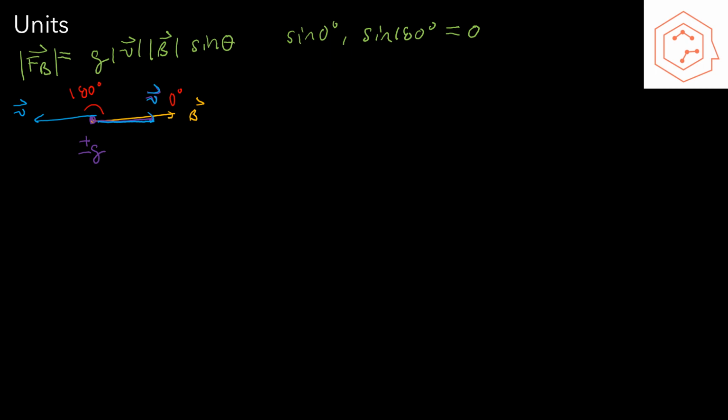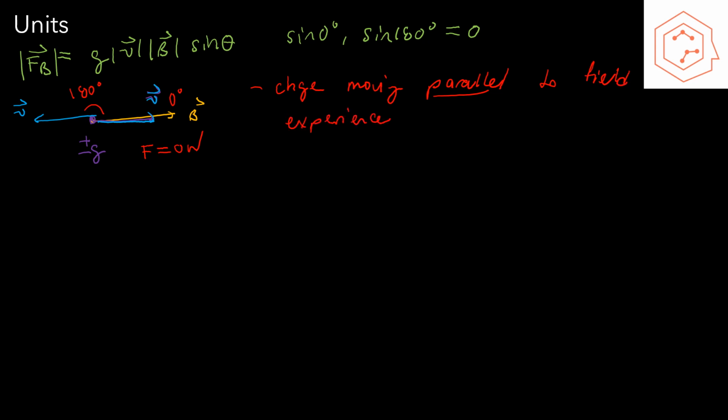In both these cases, then our force is going to be equal to the charge times the velocity times the field times sine of 0 or sine of 180. And so the force is going to be equal to 0 newtons. In other words, a charge moving parallel to field experiences no force.